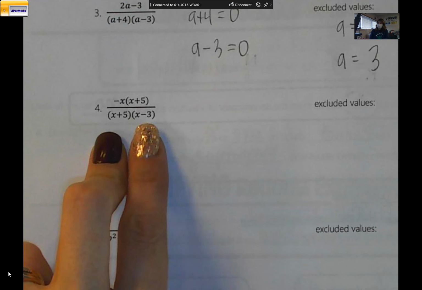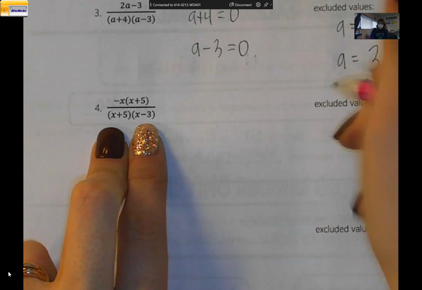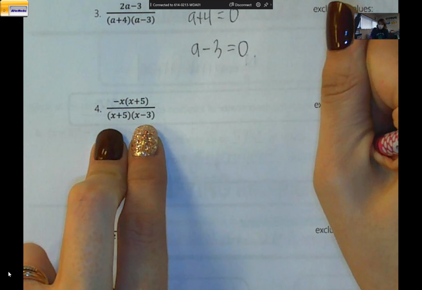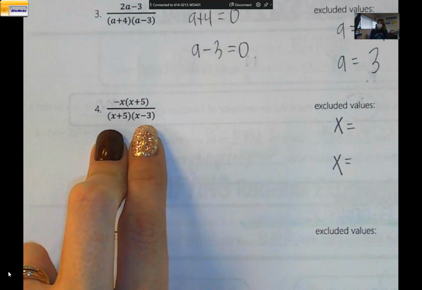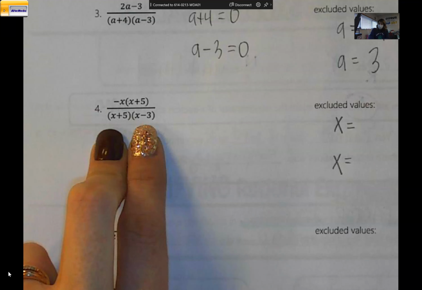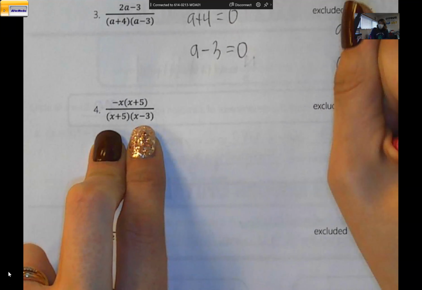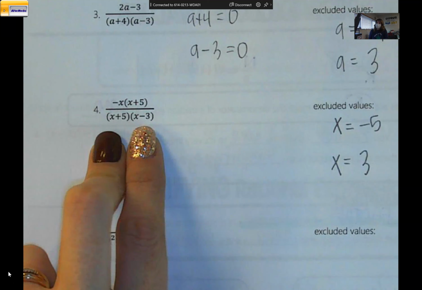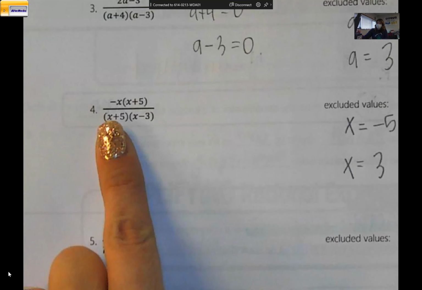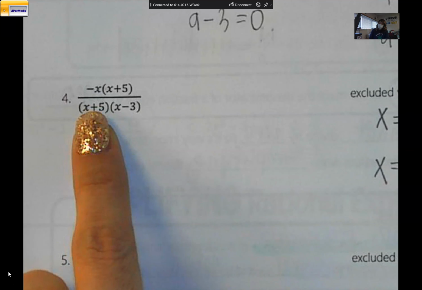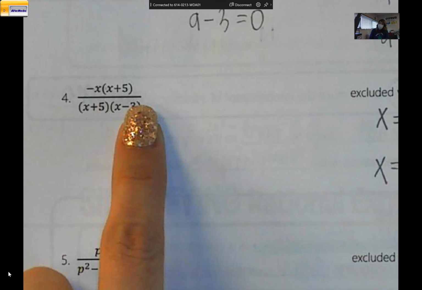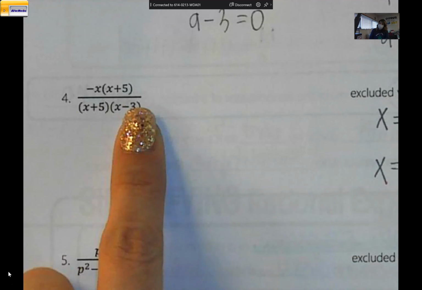2 factors in the bottom. So that means we're going to have 2 excluded values. What are our excluded values this time? Minus 5 and a positive 3. Cheyenne knows that because she's going to do the opposite of what she sees in the bottom. So opposite of plus 5 is going to be negative 5. Opposite of negative 3 is going to be positive 3.